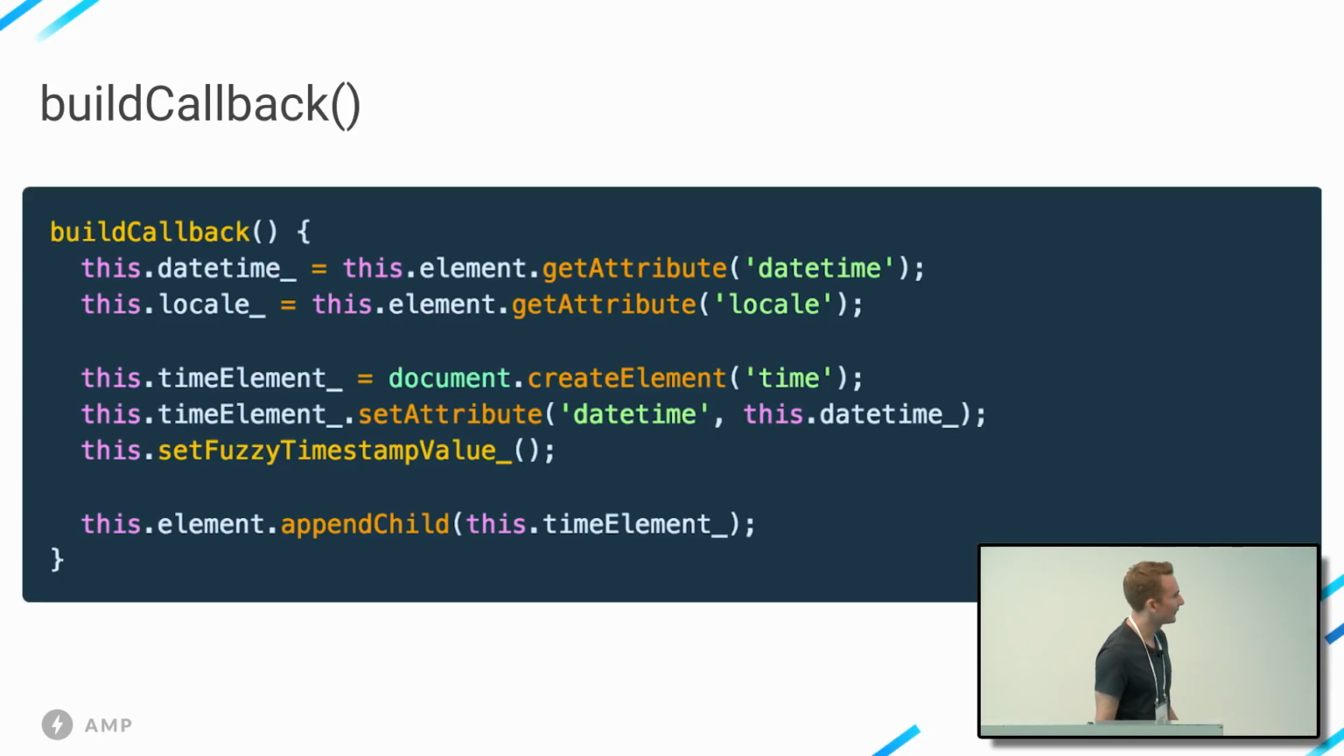So here's an example from amp-timeago of the build callback. We read in the attributes, like the date time and the locale. We then create a time element, just using regular JavaScript document.createElement. We set the date time attribute on it, and then we call a method that we have in the amp-timeago component called setTimestampValue. What that does is compute the fuzzy timestamp value that will be displayed to the user, and then this time element is appended back to the amp-timeago element.